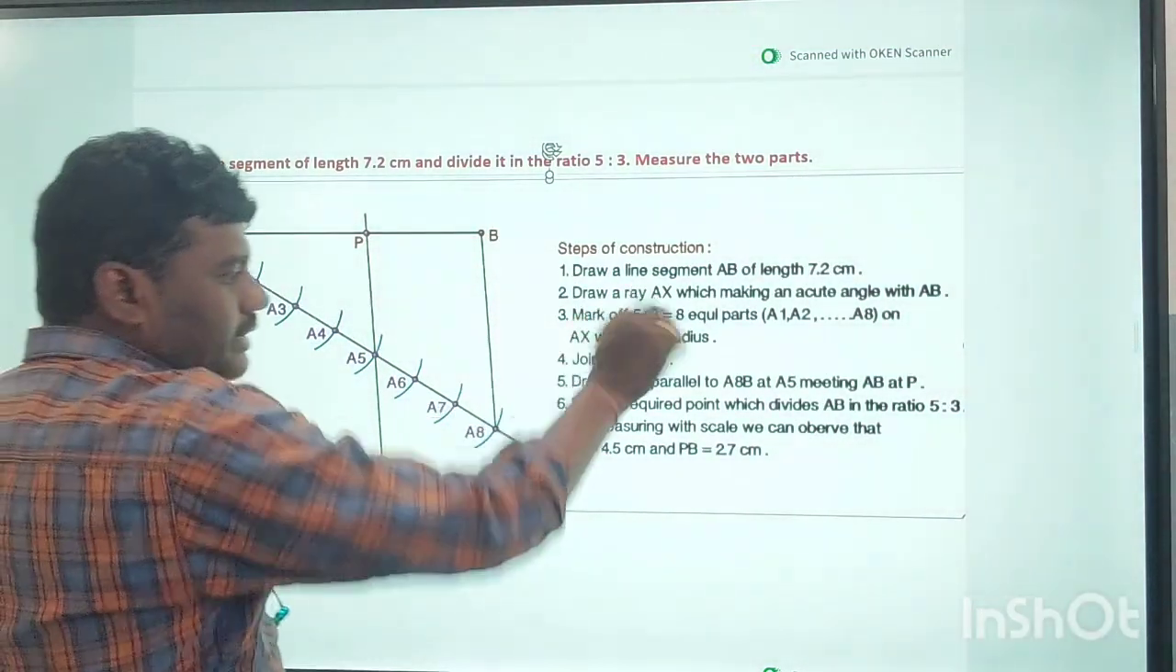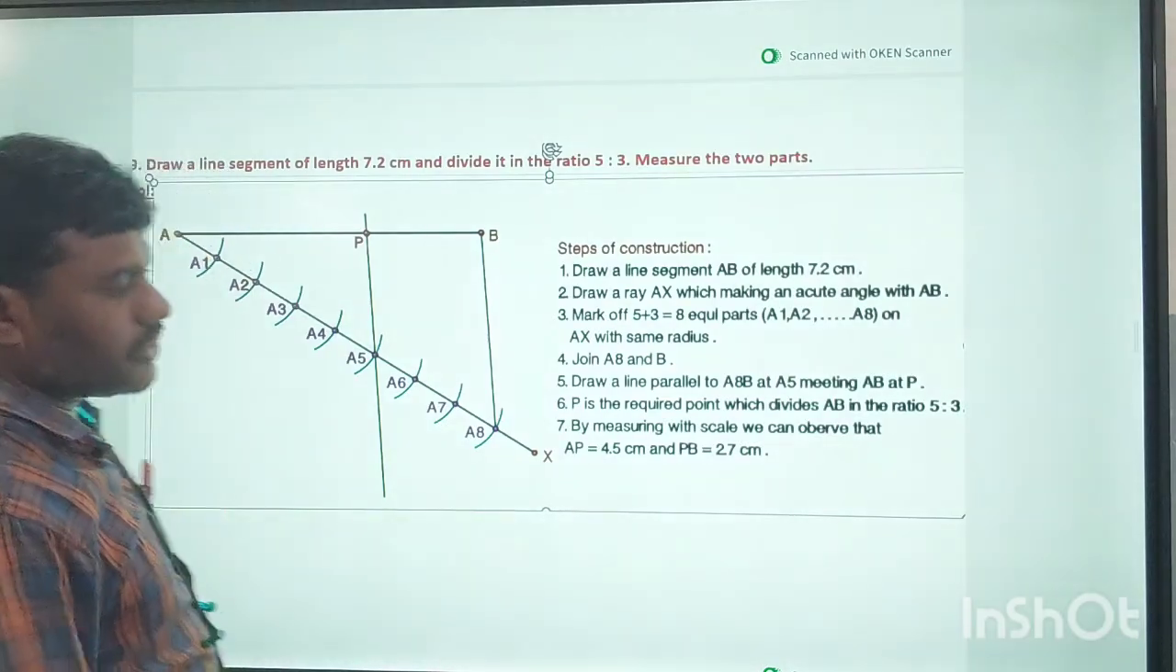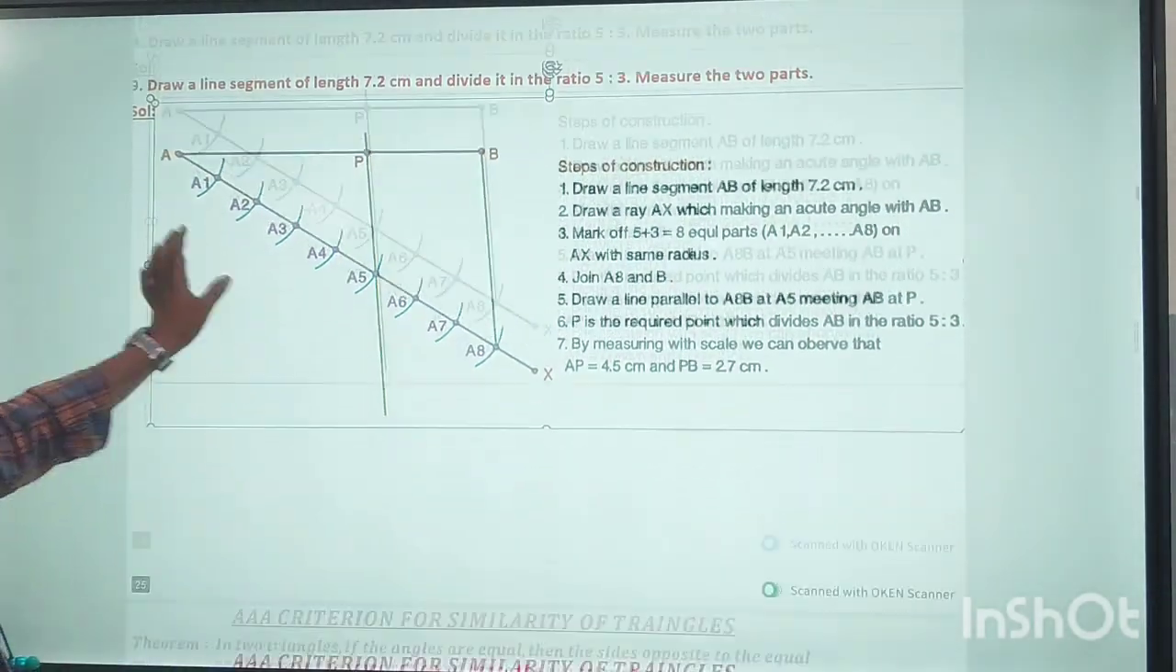Okay, those construction steps also, right. This is a 2 marks question. Okay na?